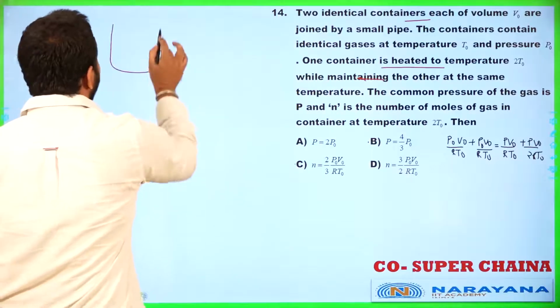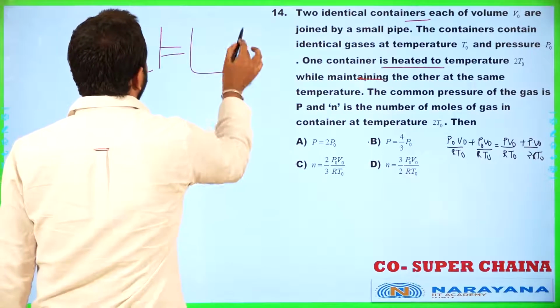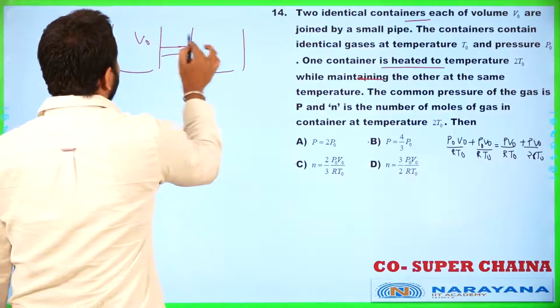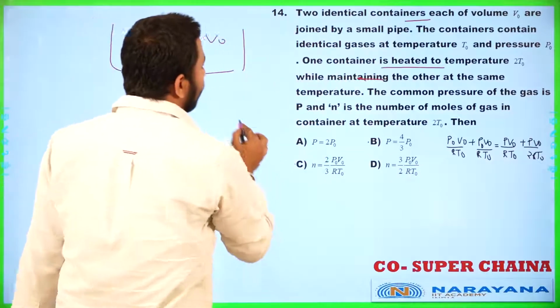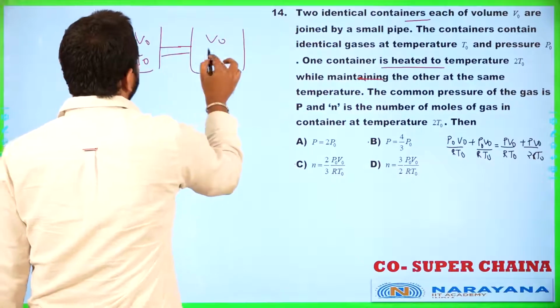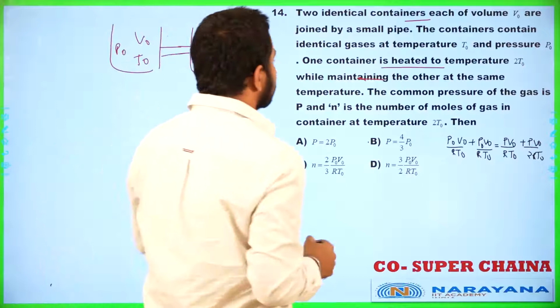Okay, so we have two identical containers here, joined by a small pipe. Already we have done a previous question like this. Initially each has volume V0, and the containers have temperature T0 and pressure P0. This is the initial condition. Now after this, what will happen?